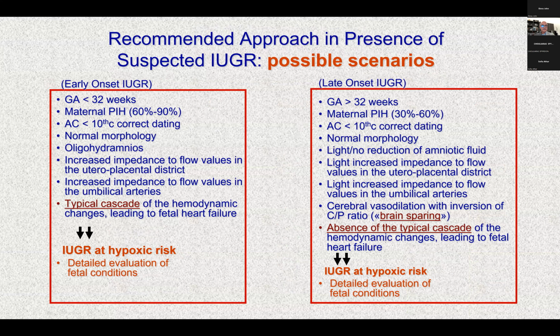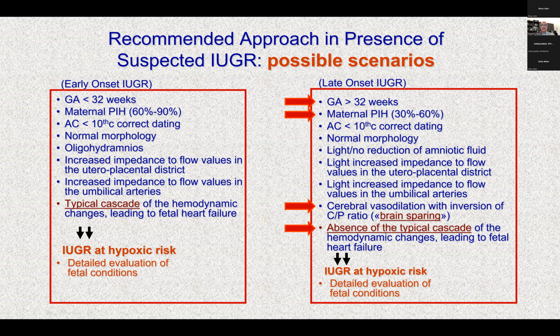So here are the differences between the early onset IUGR and the late onset IUGR. The early onset IUGR, this typical cascade of the hemodynamic events I showed you in the previous slide. Now I'm going to show you the late onset IUGR. And you can see here some differences. The gestational age is more than 32 weeks of gestation. The maternal hypertension is present, but less frequent. Small fetus, normal morphology, etc.